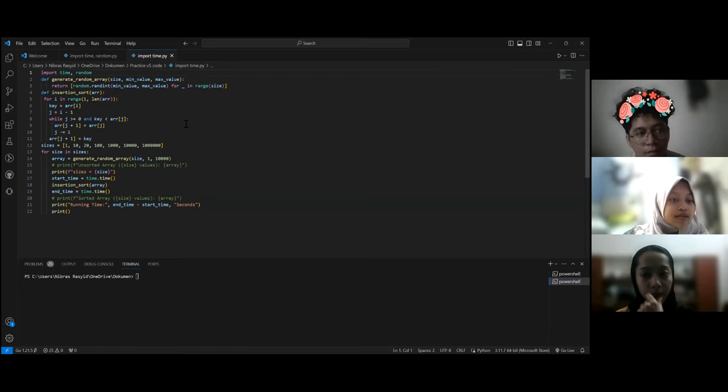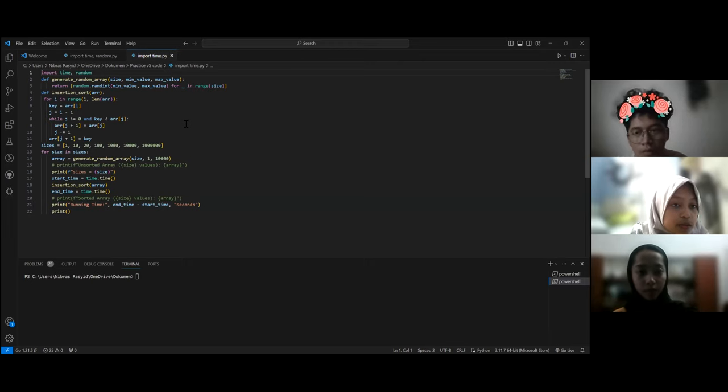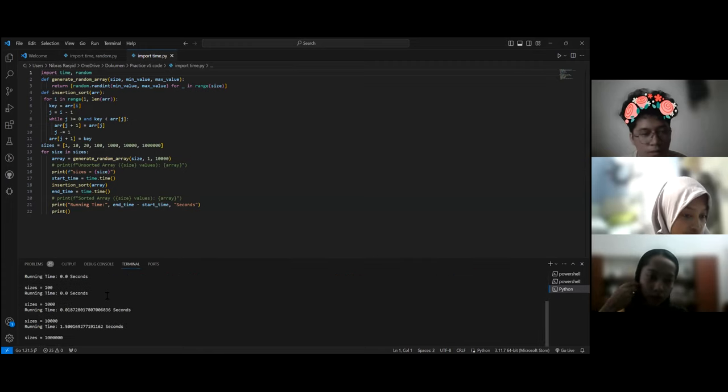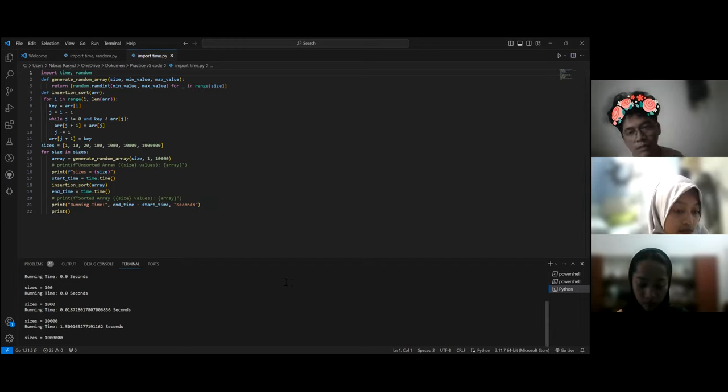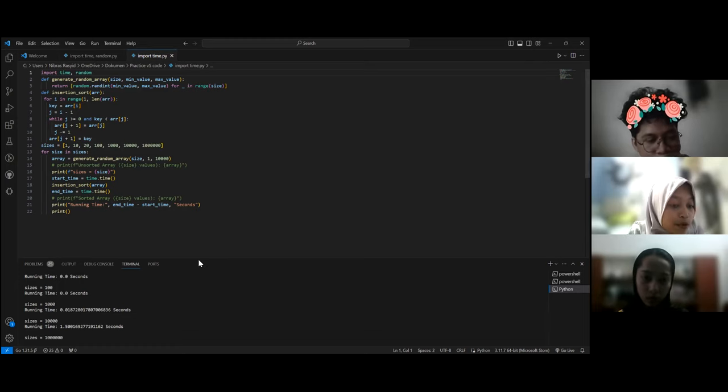So I'm going to explain the insertion sort first. Like I've said before, we have the code to find the running time for each input size. Here we input 1, 10, 20, 100, 1000, and 10,000. Can you please run the code to find out the result? Here we're just going to compare up to 10,000. As we explained before, the input sizes from 1 until 100 have a running time of 0.0 seconds, the input size of 1,000 has 0.01872 and so on, and the input size of 10,000 has 1.5001 and so on. That's for the insertion sort.